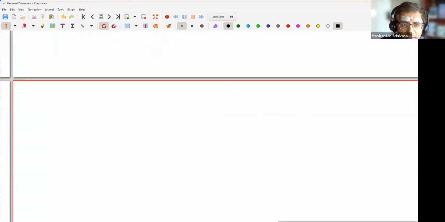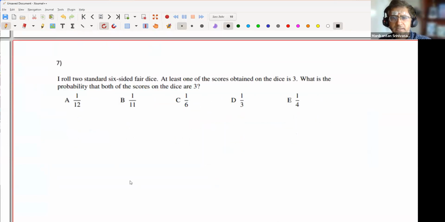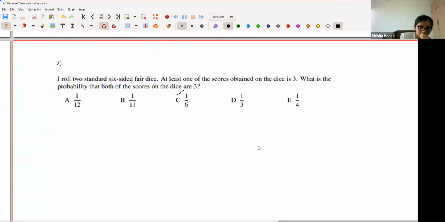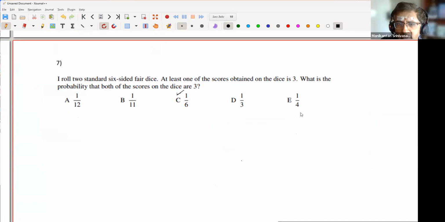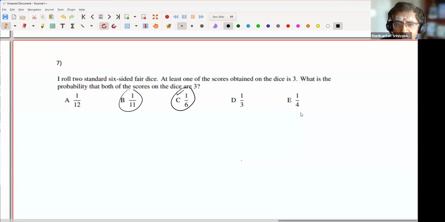Question 7. I roll 2 dice. At least one of the scores is 3. What is the probability that both of the scores on the dice are 3? Okay. Manan, what did you get on this one? So I got 1/6. Okay. Ritisha? 1/6 as well. Okay. Any other answers? So I got 1/11. So between 1/6 and 1/11, okay, people are divided.